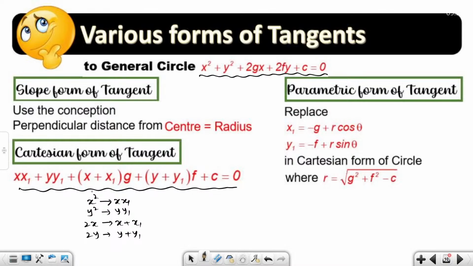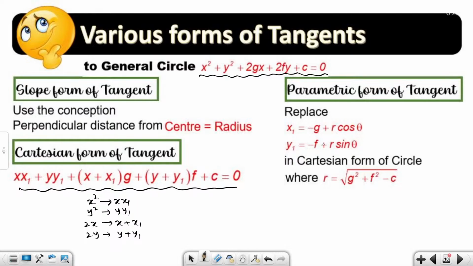So for that, the Cartesian form will be xx1 plus yy1 plus g times (x plus x1) plus f times (y plus y1) plus c equals to 0. Don't touch the other constant in the given equation. Right? So this is the way of remembering the Cartesian form of the tangent. Again, x1, y1 is a point which is lying on the circle. Otherwise, you cannot use the Cartesian form of the tangent. Remember that.